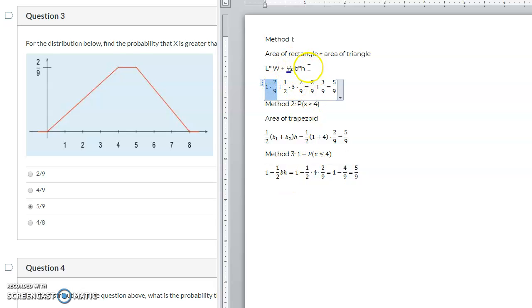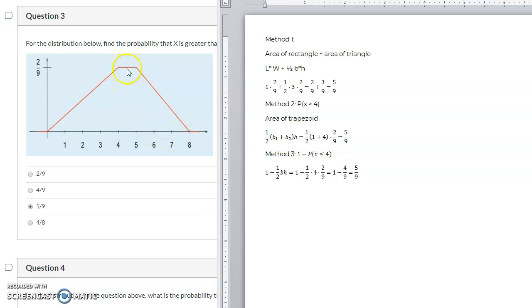And then our triangle, we have our 1/2, and then our base, if we're going from 5 to 8, our base is 3, and we're still 2/9 tall. So if you add all that up, you get 5/9. So that's one method. Method 2 is, since if I cut this off at 4 and above, it's still just another trapezoid. We could use that trapezoid area, which is 1/2 the two bases added together times our height.